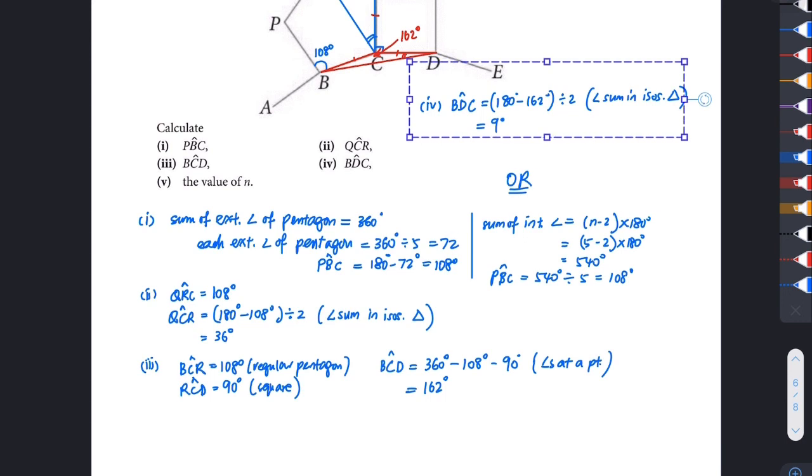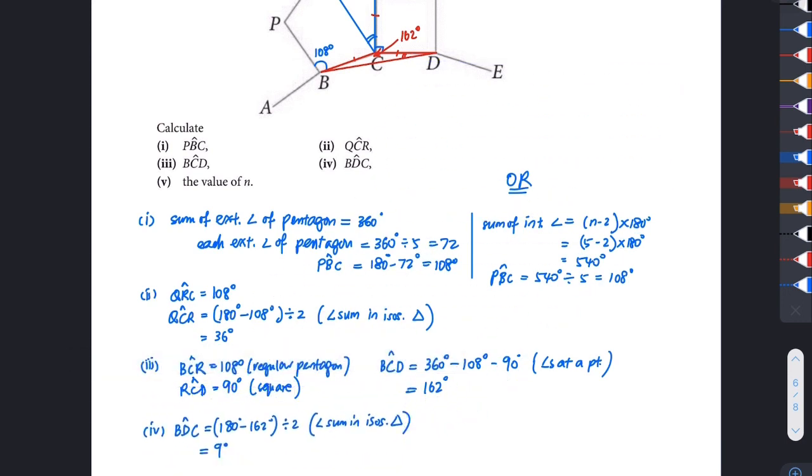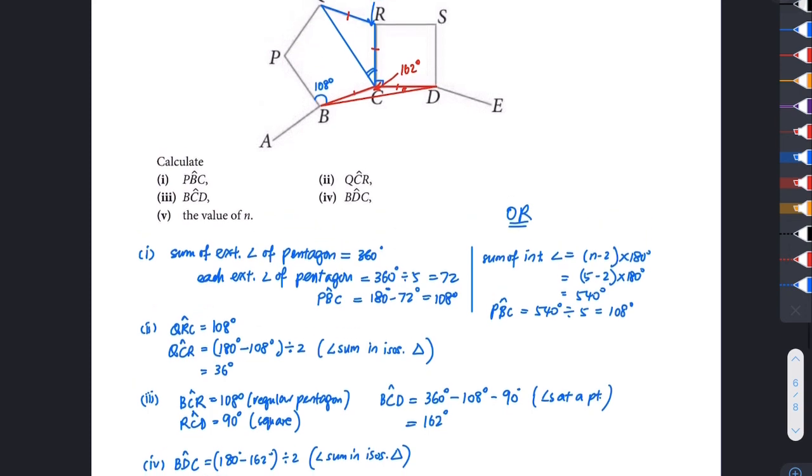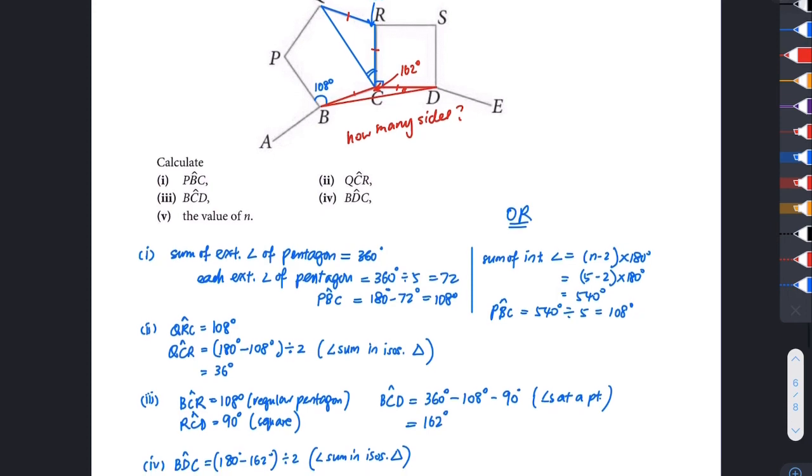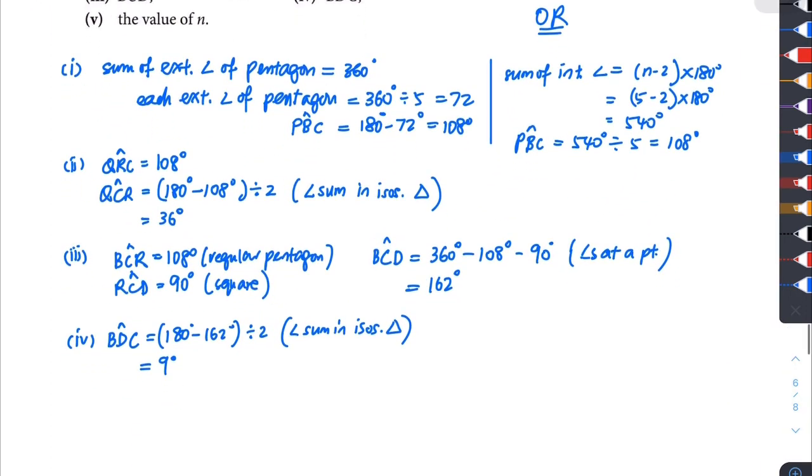Let me put it down here. Part 4. Then last but not least, for part 5, find the value of n. So they are asking for this particular thing, how many sides does this have? Here I'm going to use the shorter working of exterior angle. I'm going to look for the exterior angle of an n-sided polygon, or I just call it an n-gon. It's going to be 180 minus the interior angle 162, so this is going to be 18 degrees.